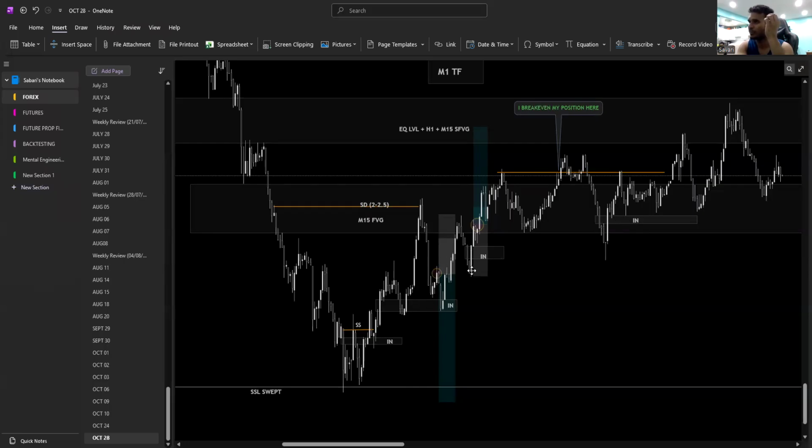There is one more inversion here. After I tapped the breaker, what happened? This fair value gap is holding. This is the inversion fair value gap. We got the inversion.